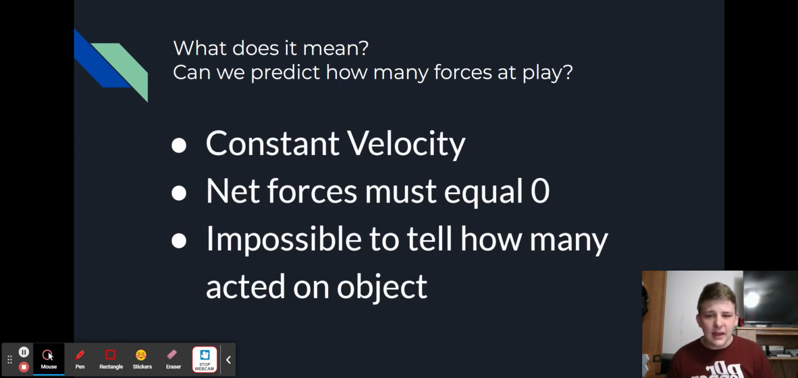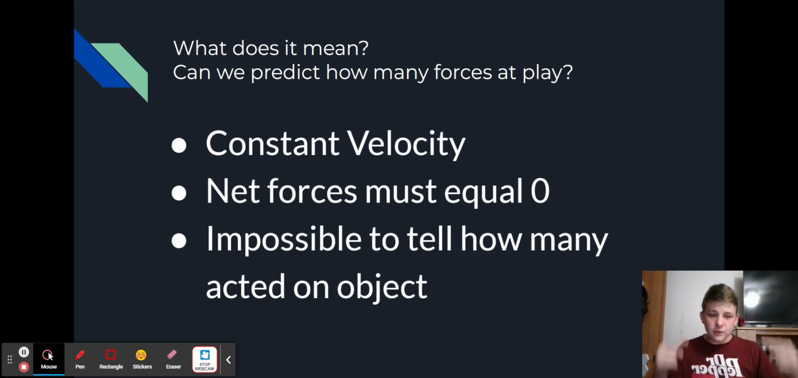Now, what does this mean? How could we predict how many forces were at play since our net force was equal to zero? Well, we know now that our change in velocity was zero. Therefore, our net force must be zero because there was no acceleration, there was no change in it. We don't know how many forces acted on this object, though, because the net force is zero.